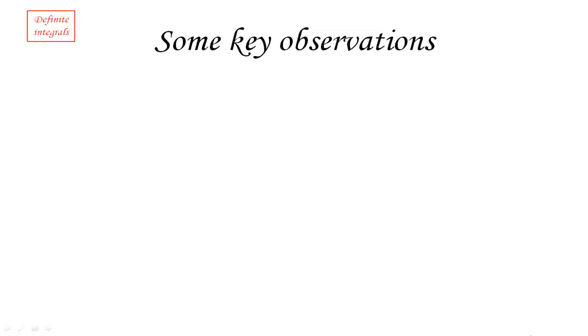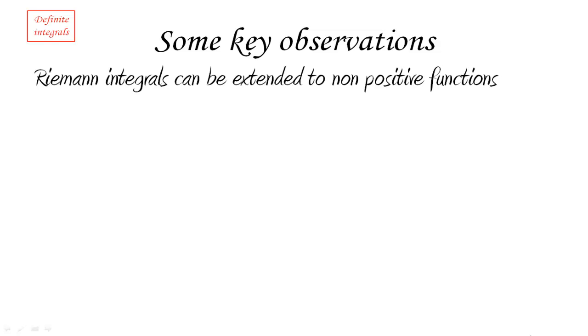Now that we have defined this definite integral and constructed it as the area of a region of a certain type, we can make some observations about it which will allow us to actually extend its use. What are the observations? Well, first of all, Riemann integrals can be extended to non-positive functions. Think about it. What did we define as the integral from a to b of f of x dx?